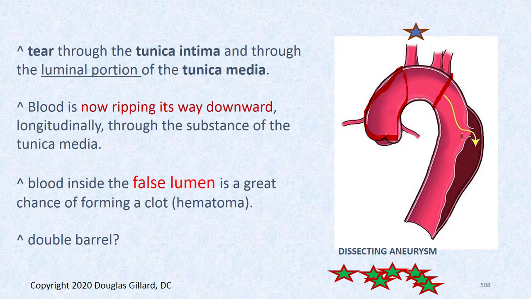But here, for whatever reason, maybe they have Marfan syndrome, or maybe they had an old infection a long time ago, they got a rip in the tunica intima, and the blood started forcing its way in there. For whatever reason, it couldn't make it through the outer layer, the adventitia was too strong for it. But it found the middle, the substance of the tunica media is not that strong, and therefore it started ripping its way right down there.